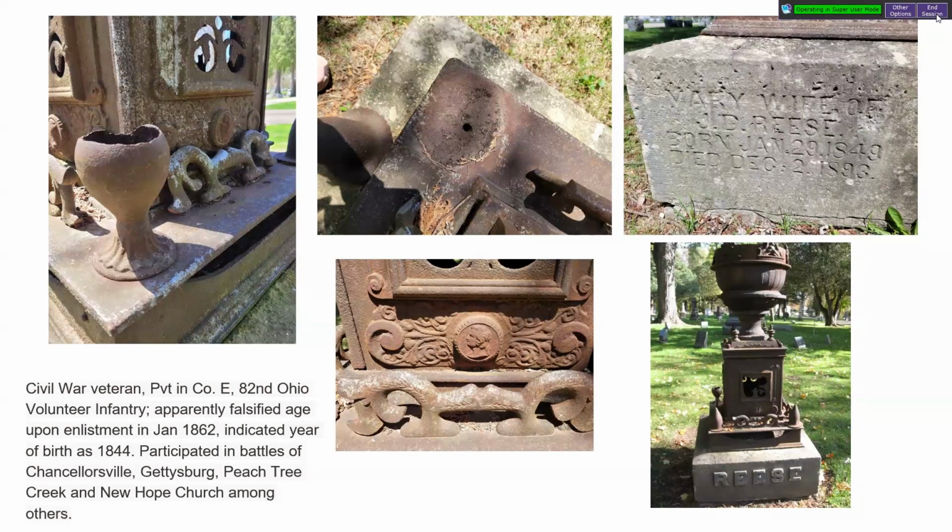All right, this one I found extremely interesting. On the bottom right is the entire one. I thought it was made out of copper, but then it wouldn't be so deteriorated. So I think it's made out of steel. So I had to look the person up. He was a Civil War veteran, a private in Company E, 82nd Ohio Volunteer Infantry. He apparently falsified his age upon enlistment because he was too young to go. In 1862, he indicated the year of birth as 1844. So he lied so he could get into the Army. He participated in the battles of Chancellorsville, Gettysburg, Peachtree Creek, and New Hope Church, among other battles.